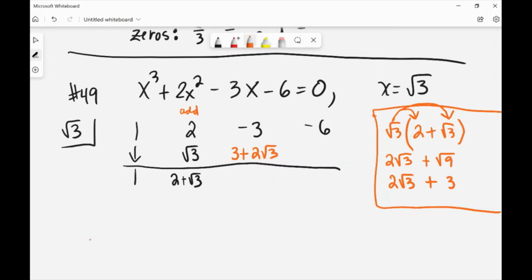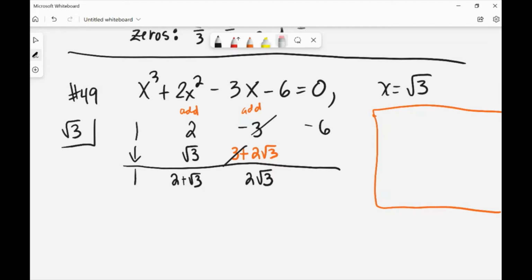Now we're adding again. So what happens here? What do you see that makes it better? The threes cancel out. Yep, so we got rid of some of that extra stuff. Now we have 2 radical 3. Now what's the next step? Multiply by the square root of 3. So I'm going to write that out so we can look at it. We have to multiply the square root of 3 times 2 times the square root of 3.